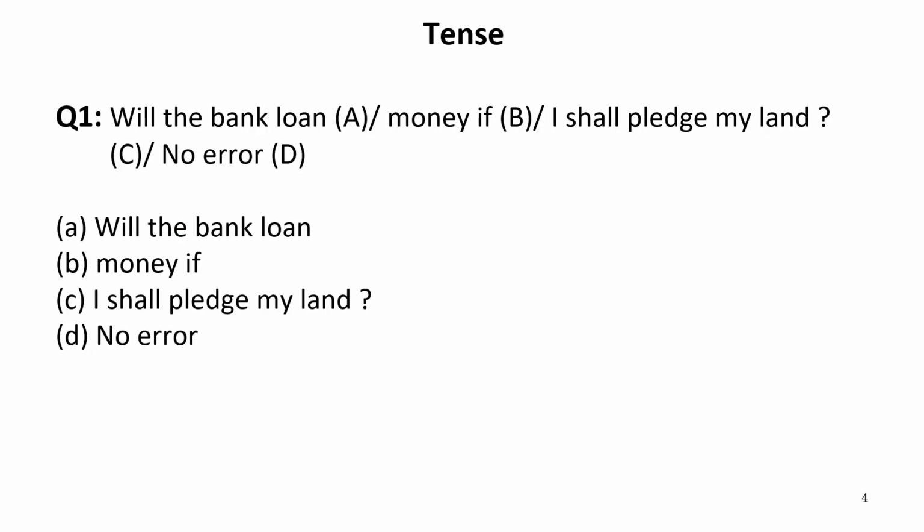Question number 1 is, will the bank loan money if I shall pledge my land? Now, here we have a word if. If is a conditional word and we know all the three conditions, that is type 1 condition, type 2 condition and type 3 condition that we have already read in conditional sentences. So, whenever we have type 1, type 2, type 3 condition, there are some rules for it.